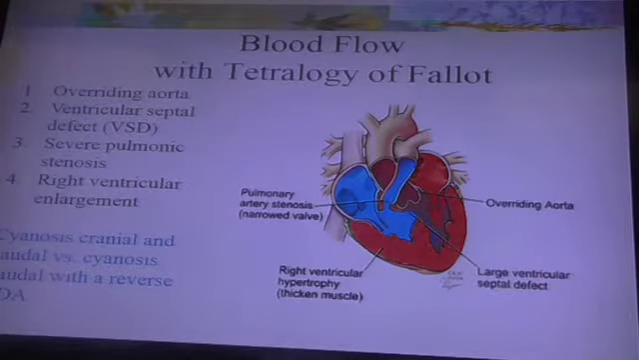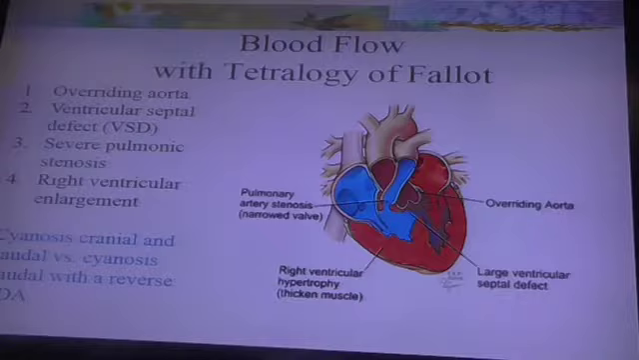Okay, let's go over tetralogy of Fallot. Four parts of tetralogy. Now, when we say overriding aorta, they're not transposed. It's not that the aorta is on the opposite side. The aorta is receiving blood from the right ventricle and the left ventricle. It's sitting right over the VSD, which is the second part of it. You're going to see why that's important in a minute.